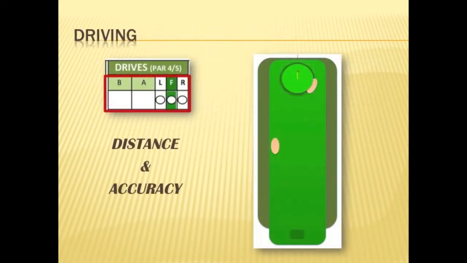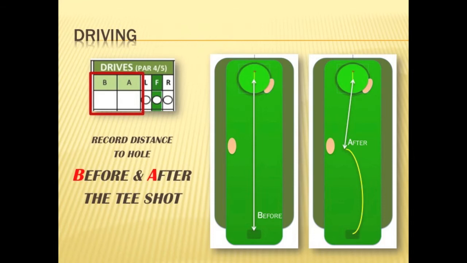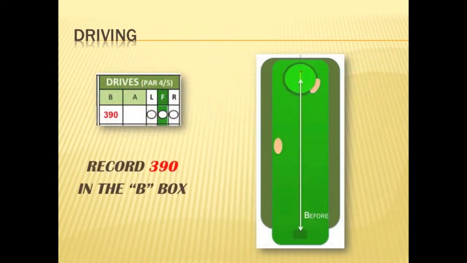To evaluate the performance of your drives, you need data on the distance and accuracy of your tee shots. For distance, you need to record the distance to the hole before and after the tee shot. For this first hole, the scorecard says the distance to the hole is 395 yards, but today's tee marker is 5 yards up, so record 390 in the B box.